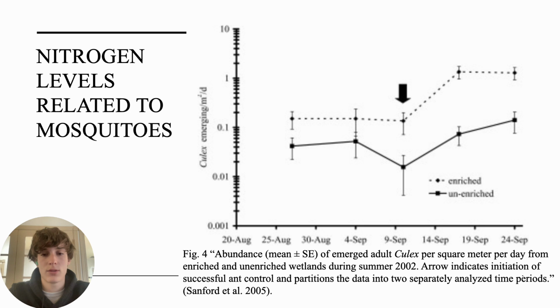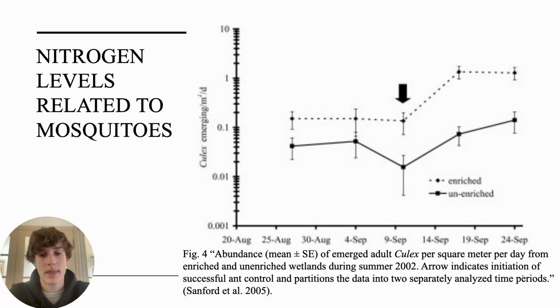And this graph just depicts it, where the dotted line is the artificially enriched nitrogen level areas, and the solid line, or the not dotted line, is unenriched areas. So if we're looking back at our example, the enriched area would be farmland, or areas with high nitrogen level like farmland, and unenriched would be areas without high nitrogen like Duncan's Cove, which is far from any farms.